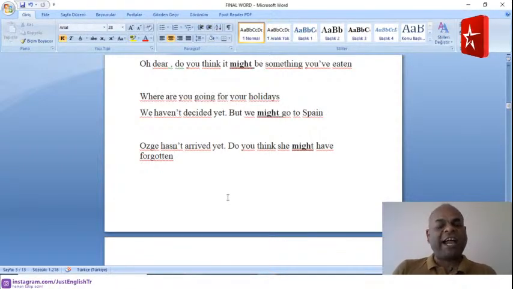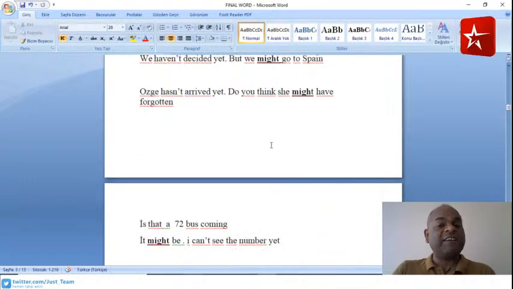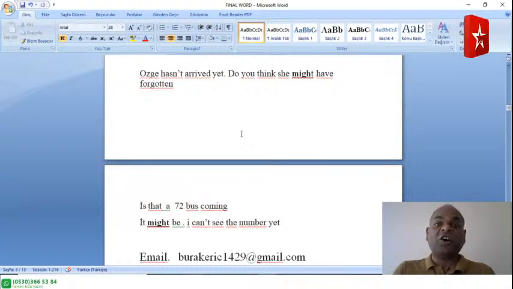Oskar hasn't arrived yet. Do you think she might have forgotten? Now, guys, remember, this is a negative sentence. For example, Oskar hasn't arrived yet. Do you think she might have forgotten? All right. Now, it's like not sure. Maybe she has forgotten. That's why it says, because she has not arrived yet. So it means we are not sure if she has forgotten or not.